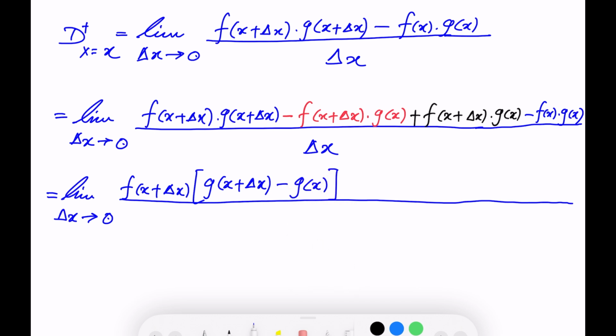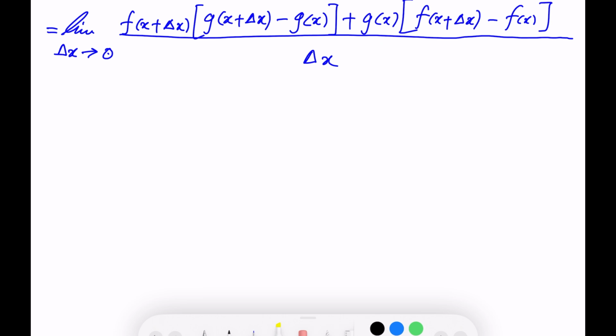Let me close brackets. Now I'm going to look at the second two terms. From those two terms, I'm going to factor out a plus g of x. When I factor out plus g of x, let me open brackets, I will have f of x plus delta x from the first term minus f of x from the second term. Let me go ahead and write those two. f of x plus delta x minus f of x. All of this must be divided by delta x.